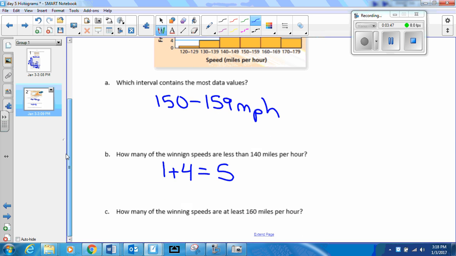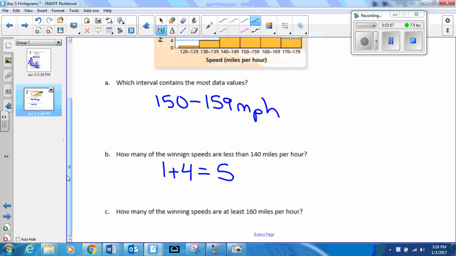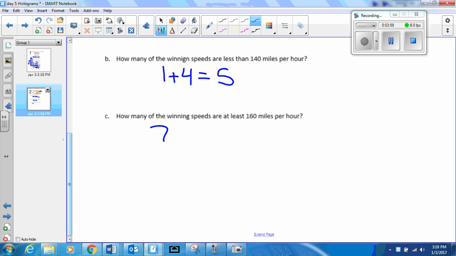And then how many of the winning speeds are at least 160 miles per hour? So again, I have to estimate a little bit here. It looks like it's about 7 plus 5. And when I add those together, that would give me an answer as well.